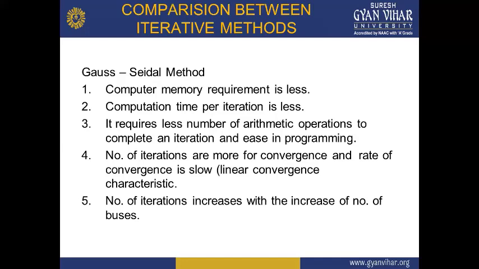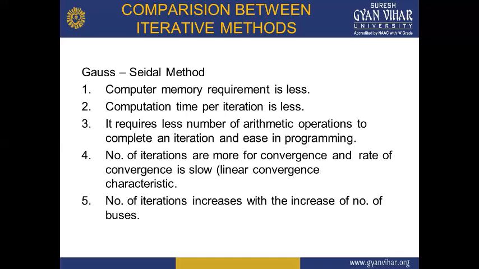Now let's do the comparison between the iterative methods. The very first method is the Gauss-Seidel method, which we have seen, and the computer memory requirement is less in the Gauss-Seidel method. The computation time per iteration is less, but a large number of iterations are needed. The number of iterations is much larger as compared to Newton-Raphson.